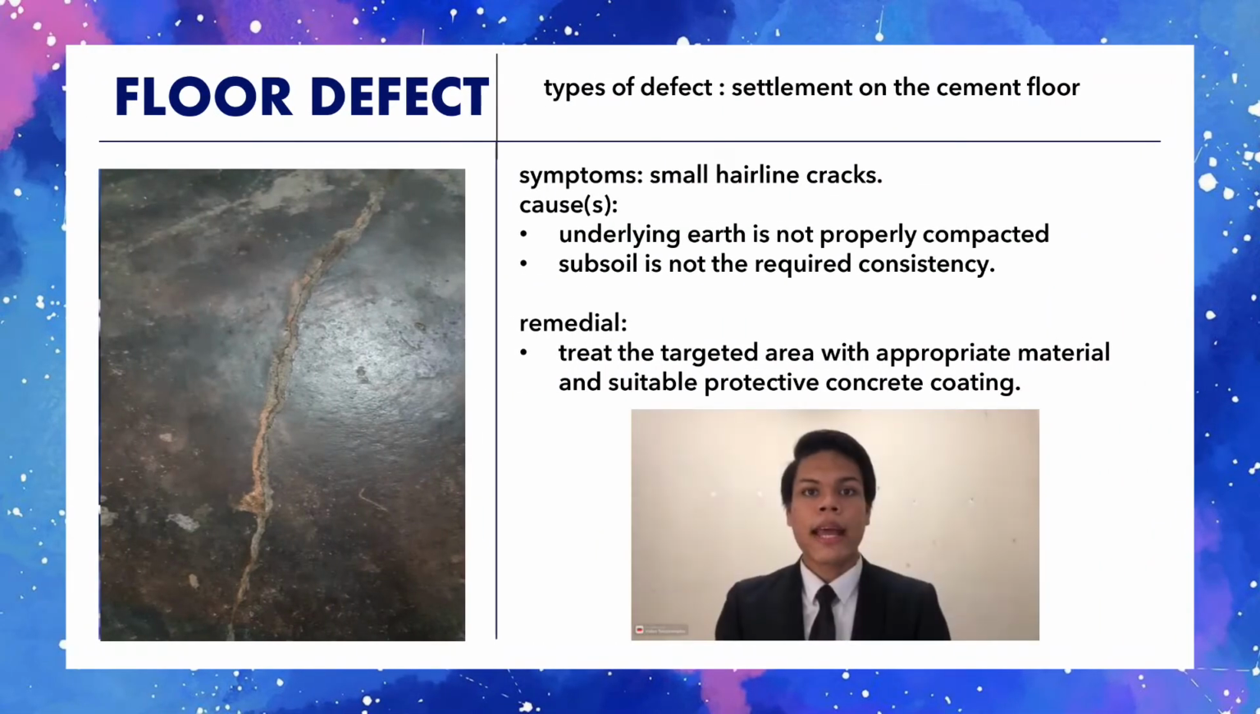This is a floor defect and the type of defect is settlement on the cement floor, which takes place at the motorcycle parking place on the ground floor of block 3. The symptoms are small hairline cracks and the cause is the underlying earth is not properly compacted or the subsoil did not meet the correct consistency. It could also be from uneven subgrade soil after concrete was poured over.